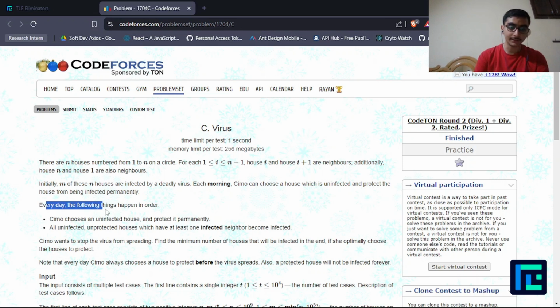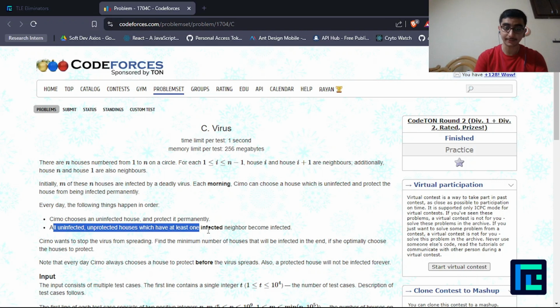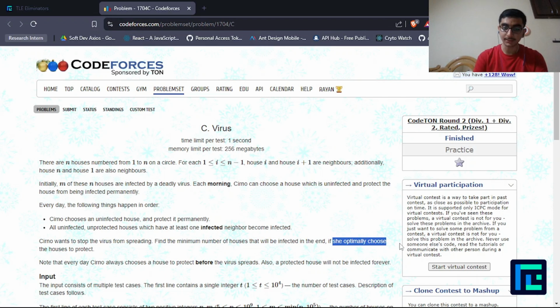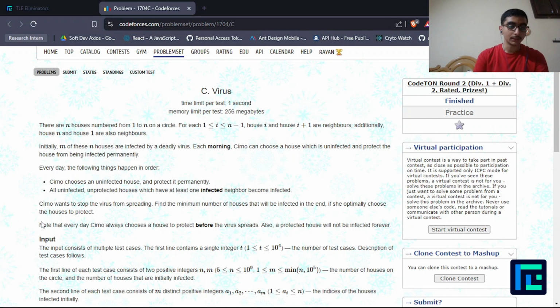Now, every day the following things happen in order. Cyrno chooses an uninfected house and protects it permanently. All uninfected, unprotected houses which have at least one infected neighbor become infected. Cyrno wants to stop the virus from spreading, finding the number of houses that will be infected in the end if she optimally chooses the houses to protect. Note that every day Cyrno always chooses a house to protect before the virus spreads. Also, a protected house will not be infected forever.